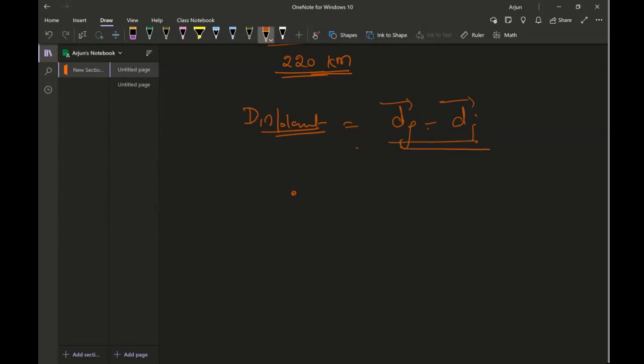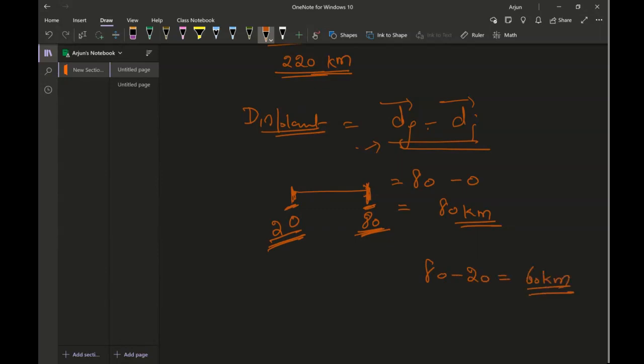Now, if we are only talking about a given individual vector, so a person started from here, he reached here, then what is the net displacement? So this is the starting point, he ends somewhere here, starting from 0, ends at 80. Then I will use this formula. So that will be 80 minus 0, that will be 80 kilometers is the net displacement. If he started from 20, this is the point where he started, ends up at 80, 80 minus 20, that will be 60 kilometers, will be his net displacement.